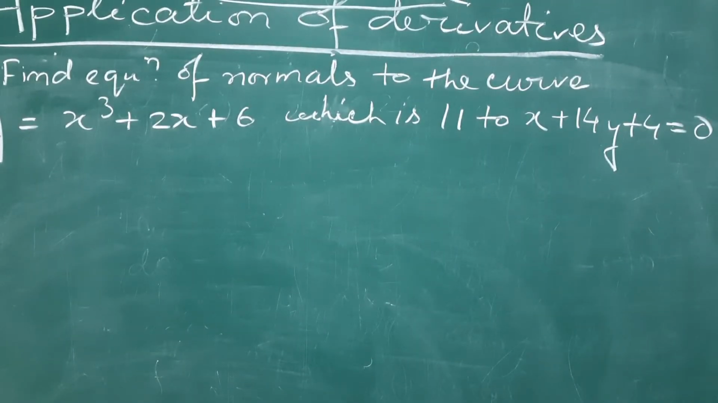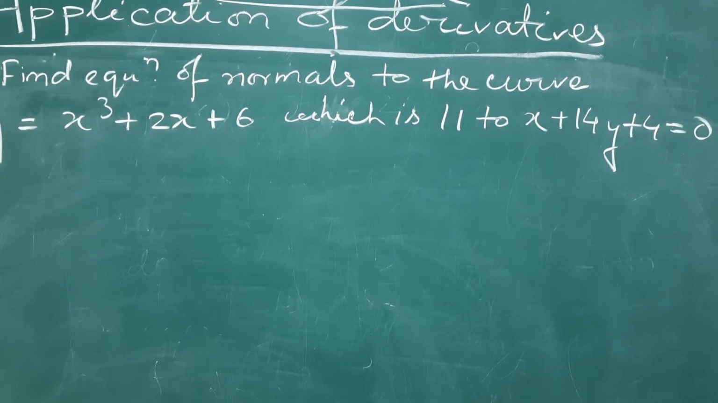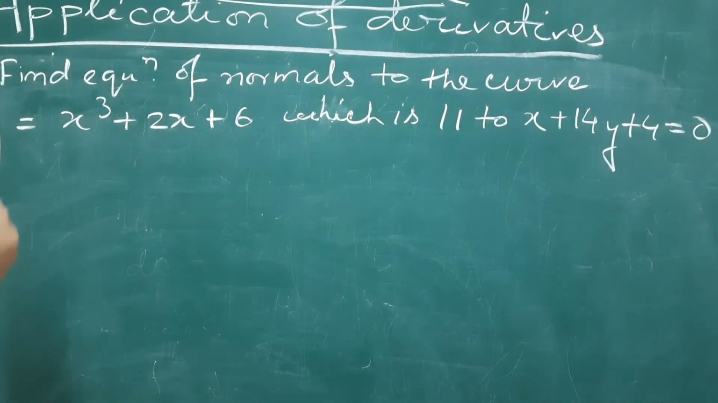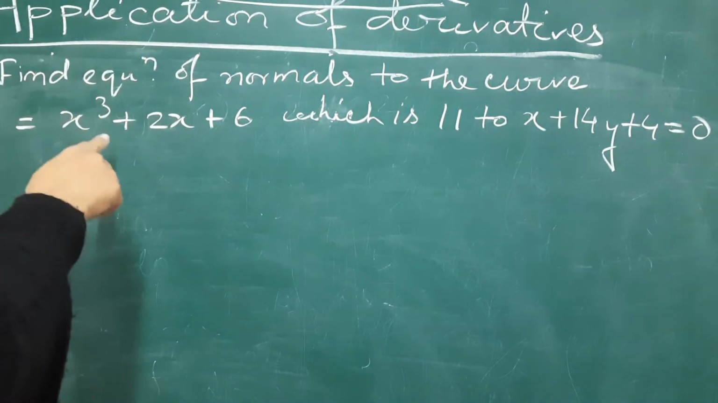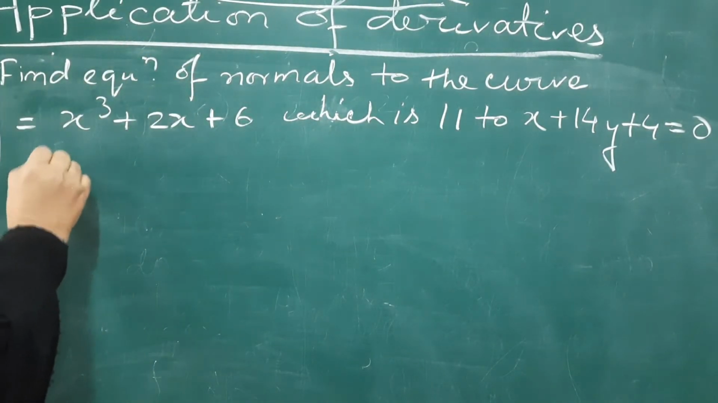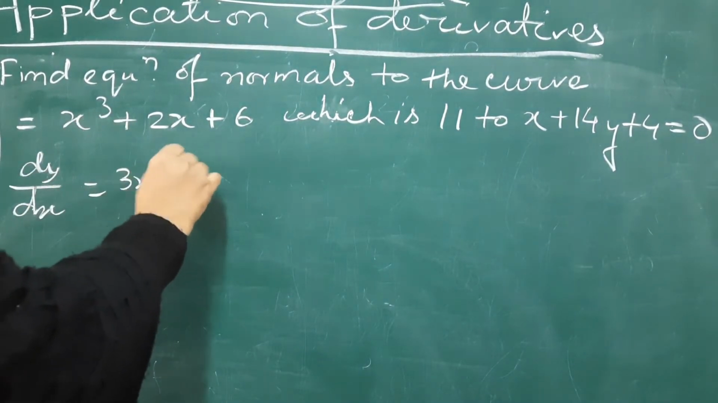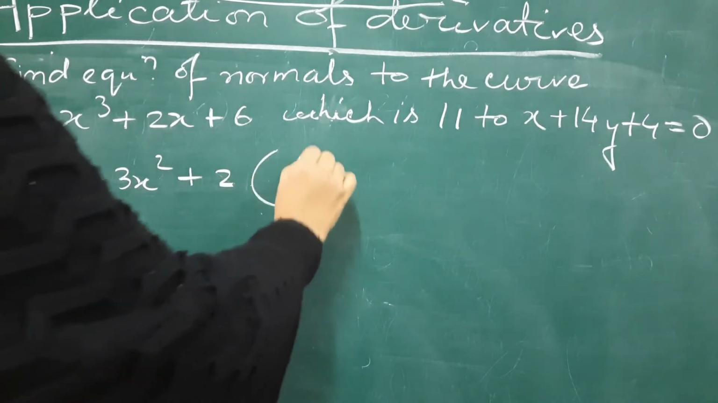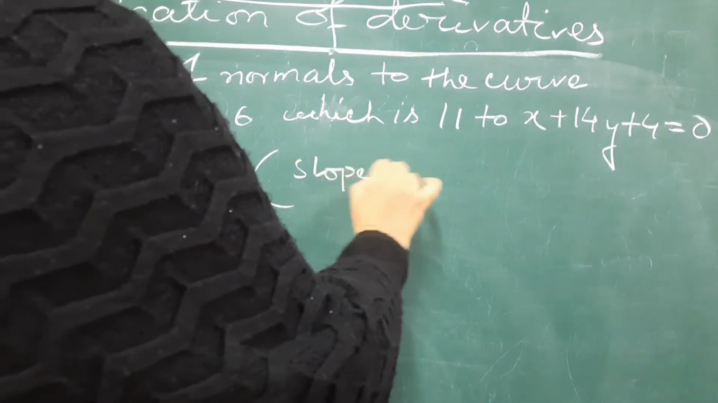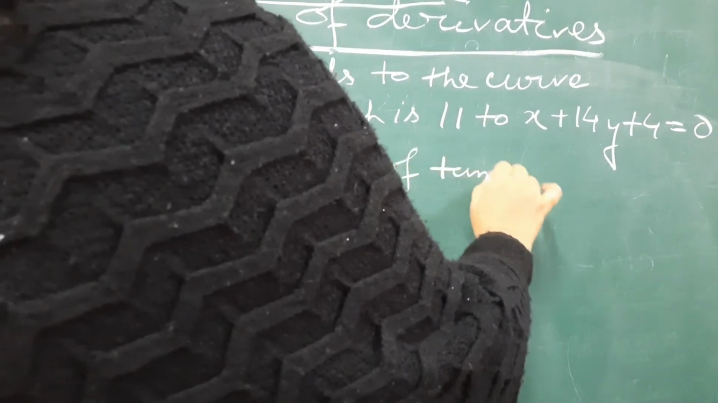Now I will find out this question: find the equation of the normals to the curve y is equal to x cube plus 2x plus 6 which are parallel to the given line. So first thing is we get the slope of the normal, so the slope of the tangent first. Now dy/dx is 3x square plus 2. This is the slope of the tangent.